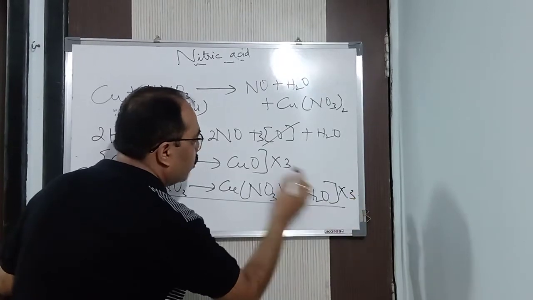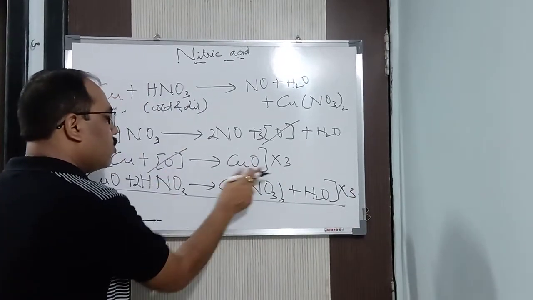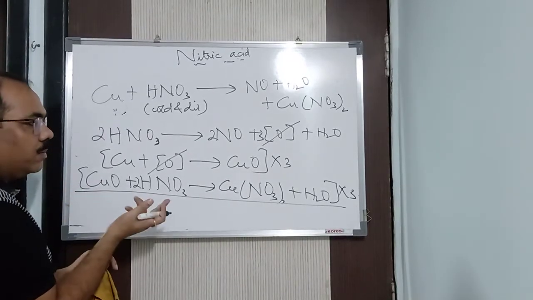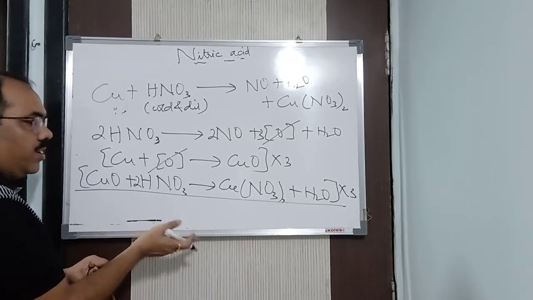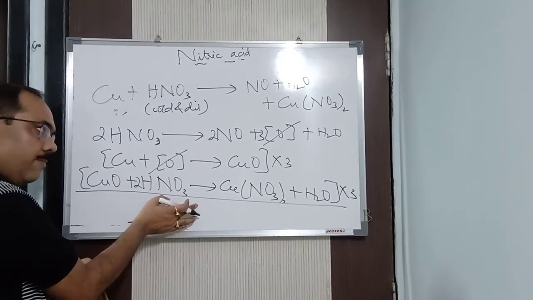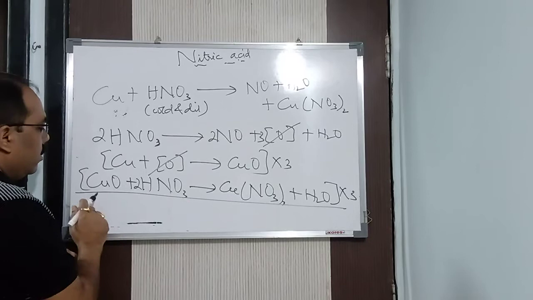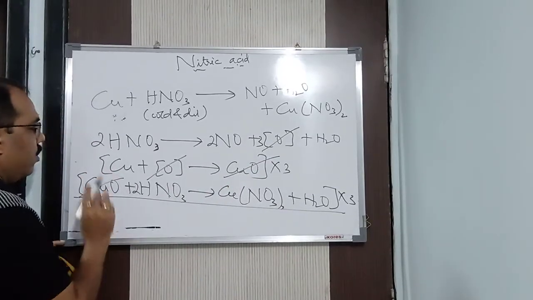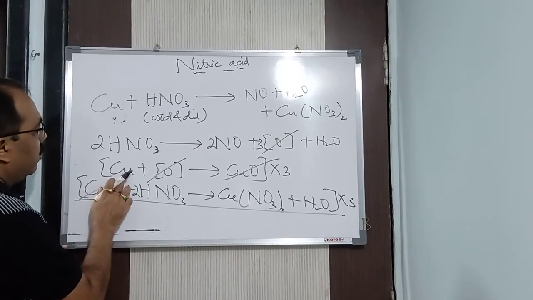Because from here I got 3 nascent oxygen, and from here I got 3 copper oxides, I have to multiply this equation by 3. It is stepwise. After this step, this step, this step, I am getting it stepwise. Clear. So 3CuO gets cancelled. Now, what remains here? 3 copper remains.